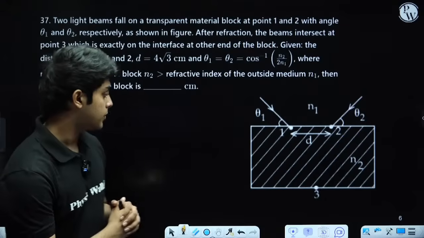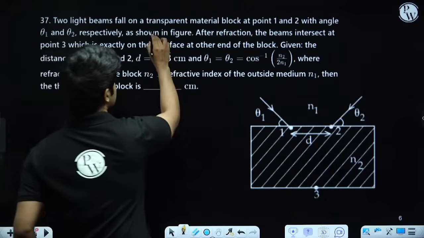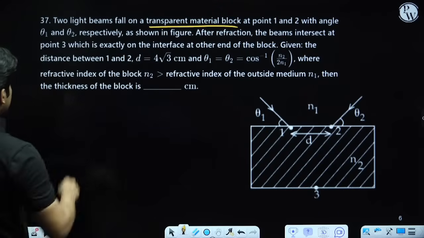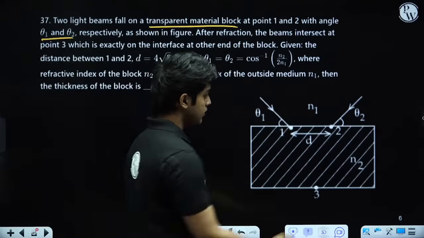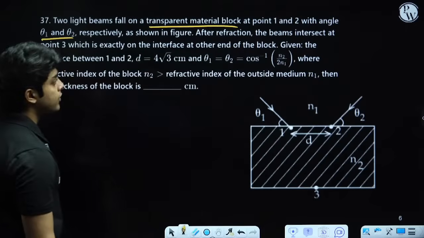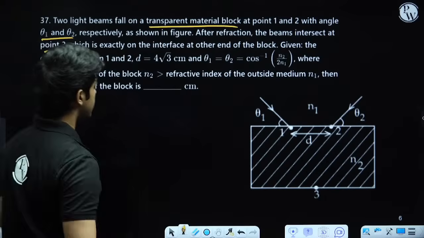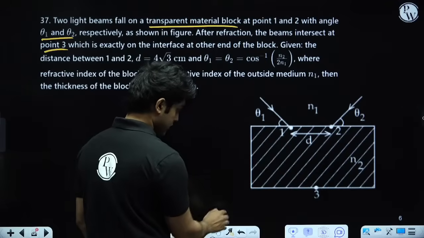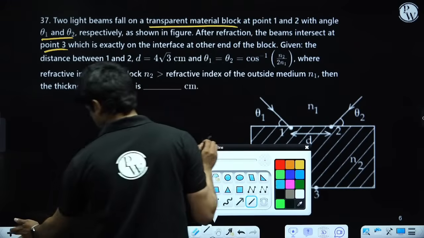Next problem is an optics problem. We have two light beams that fall on a transparent material block at points 1 and 2 with angles theta 1 and theta 2 respectively. So this is the first light beam. This is the second light beam. After refraction, the beams intersect at point 3, which is exactly on the interface at the other end of the block. So basically, we'll draw a different diagram.